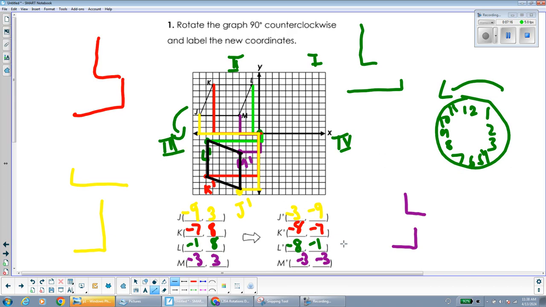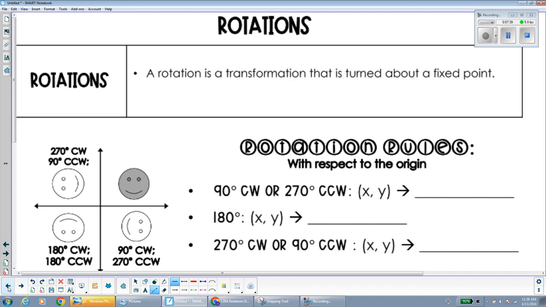And now let's take a look at what happened to the coordinates. So what happened to the coordinates from the pre-image points to the image points is that they switched spots. Notice how negative 7, 8 became negative 8, negative 7. So the 7 and the 8 switched spots. And notice how the original y coordinate became the opposite sign. In all of them, the original y coordinate became the opposite sign. So going back to our rules over here for 90 degrees clockwise, they switch spots. Let me not use yellow for this.